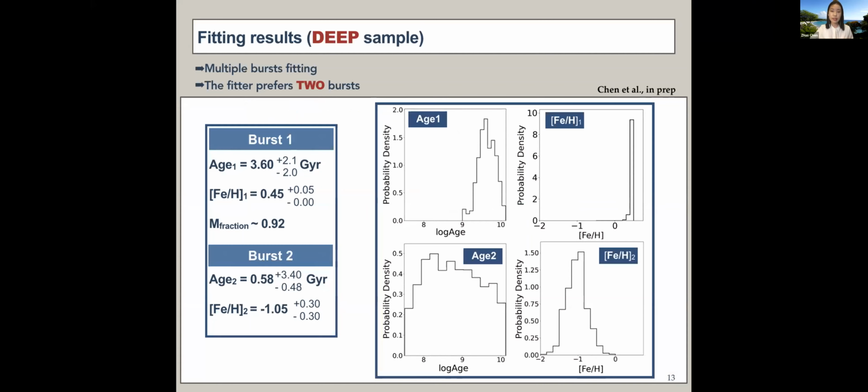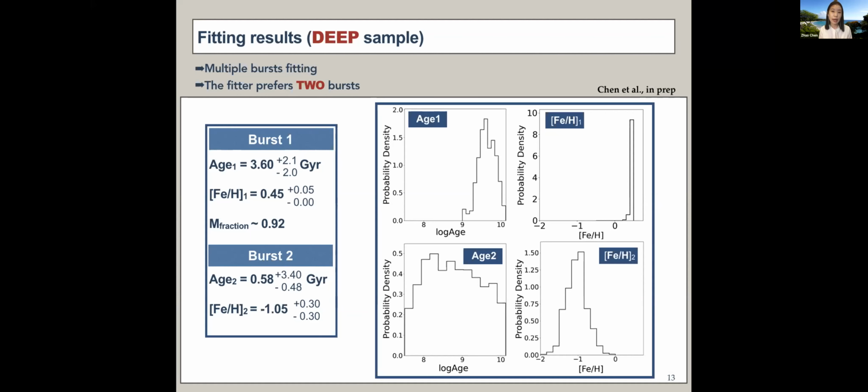And with a carefully tested, very reliable fitter, we have finished the modeling of the star formation history for our 2 late type stars datasets. And here are the fitting results from the deep AO sample. The fitter prefers the 2 bursts scenario compared to the rest of the star formation models. Burst 1, the majority part shown in the upper panels, accounts for around 92% of the total mass, and was modeled to be 3.6 Gyr old with metal rich, a metallicity of 0.45.